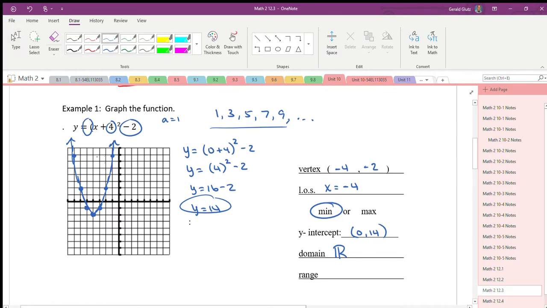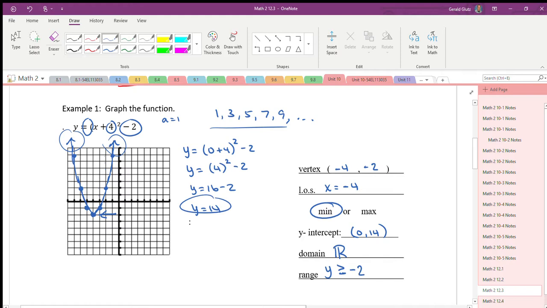The range, how far up and how far down is the graph going? Well, it goes up forever, as we see with these two arrows. And then it stops going down at this point right here where the vertex is. So what does y equal at the vertex? Well, y equals -2. All the other points in this graph are above or bigger than -2, or greater than -2. And then there's one that equals -2. So that means the range of this graph has to be y is greater than or equal to -2.